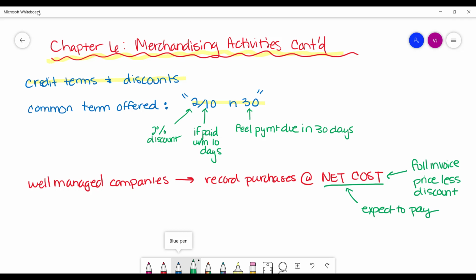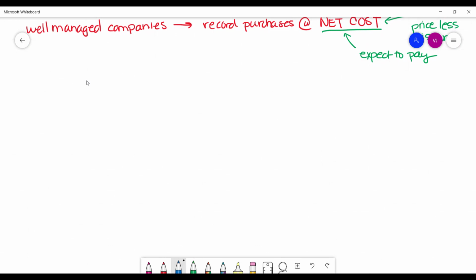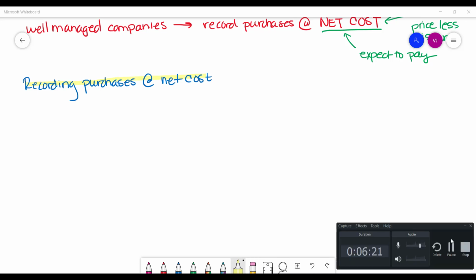Any cash I can save, that's a good thing. So well-managed companies will use the net cost method, because these purchases are recorded in expectation of paying within the discount period and in expectation of actually being able to take that discount and save that money. So with that in mind, let's take a look at what recording purchases at net cost would look like, and I'll put a problem in here.